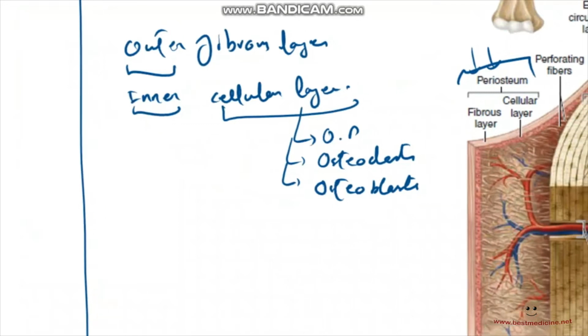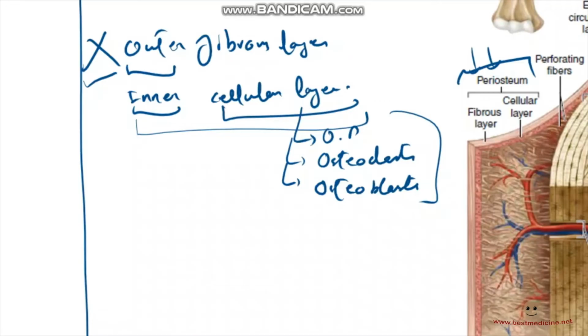Similarly, from the inside, the bone is lined with endosteum, and the endosteum does not contain any outer layer. It only contains the inner cellular layer with all of these cells. I'm not writing them neatly because I have some neat notes combined that you can later see. If you want to download them, you can find them at our website, bestmedicine.net.